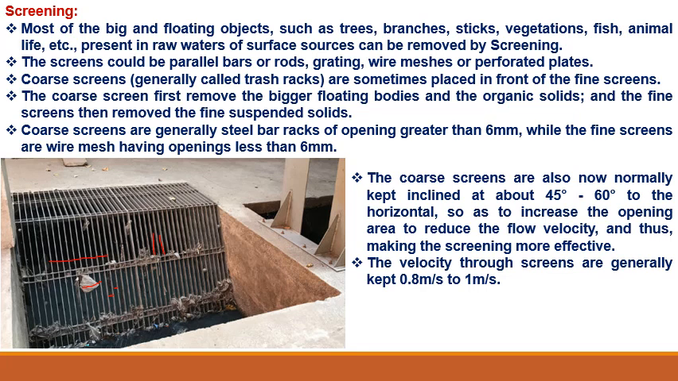The coarse screens are generally inclined at about 45 degrees to the horizontal, as shown here, so as to increase the opening area, to reduce the flow velocity, and thus make the screening more effective. The velocity through screens is generally kept at 0.8 meter per second to 1 meter per second.